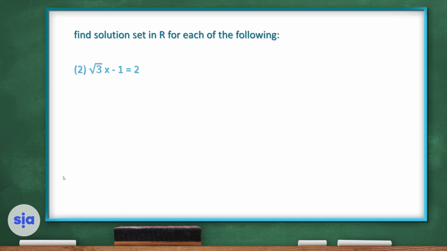Another question: square root of 3 times x minus 1 equals 2. Let's isolate the variable. Try to make the variable alone on one side. So we're going to move the 1 to the other side. So it will be square root of 3 x equals 2 plus 1, which is 3. If you divide both sides by root 3, then x equals 3 over root 3.